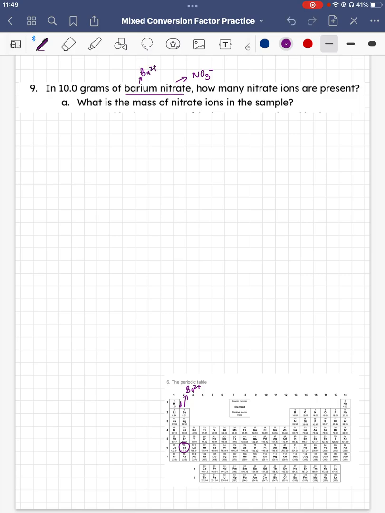All right, so barium, when it forms an ion, will be, not Na, sorry, Ba2 plus. So barium nitrate is Ba(NO3)2, the compound I would make because NO3 is 1 minus, Ba is 2 plus. So in order to make a neutral compound, I need 2 nitrate ions for every 1 barium ion. All right, so it's asking me in 10 grams of barium nitrate, how many individual nitrate ions are present? So my starting unit is grams of Ba(NO3)2. My final unit is individual nitrate ions.